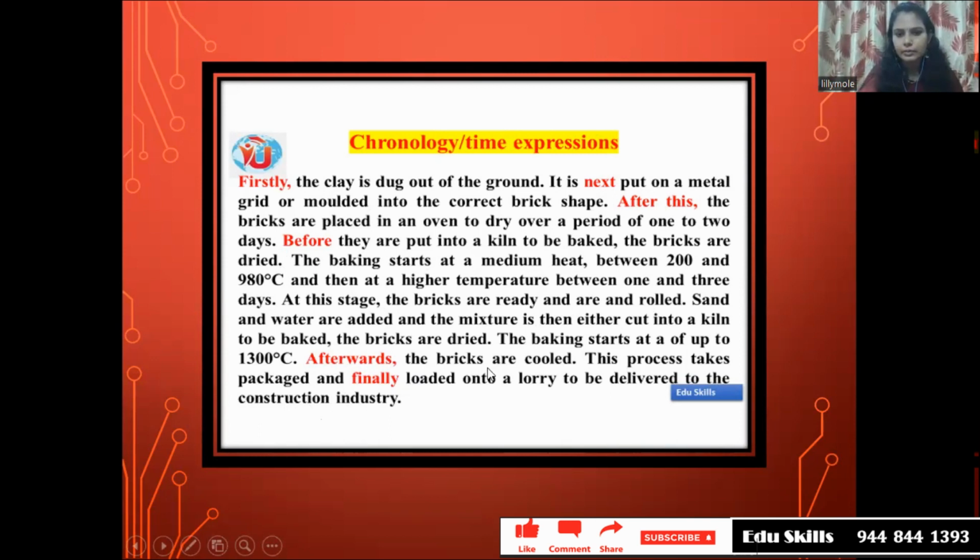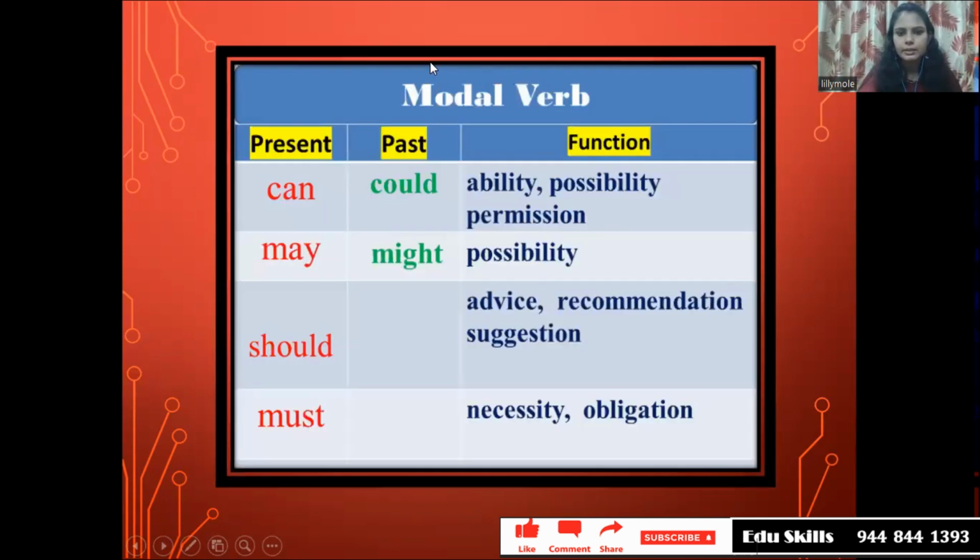This is very useful to understand the paragraph. So the next thing is modal verbs. Modal verbs are also very important, especially in reading part C and listening part C. Through these words, we can understand the speaker's opinion or the speaker's attitude.